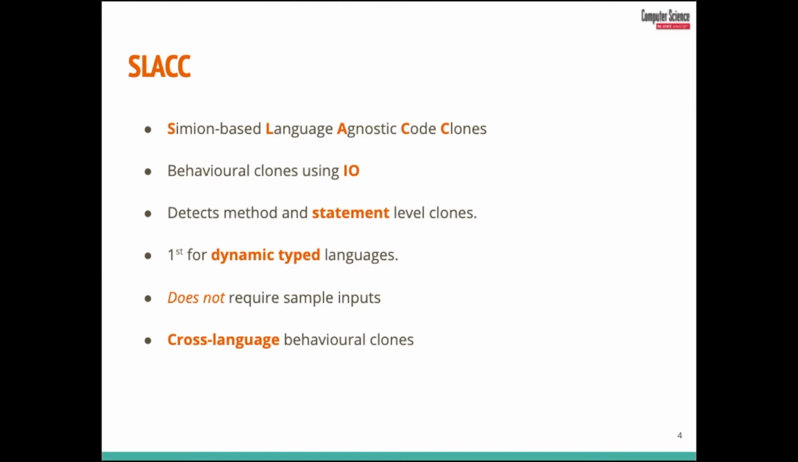We propose SLACC, which is a code clone detection tool based on input-output behavior, which identifies clones between partial and whole methods. SLACC is the first technique to detect clones for dynamic type languages like Python. It does not require annotations or manual efforts such as seeding test inputs or input files. Critically, unlike any other clone detection technique, it can detect semantically similar clones across multiple programming languages and type systems.